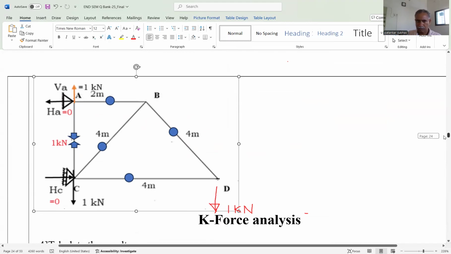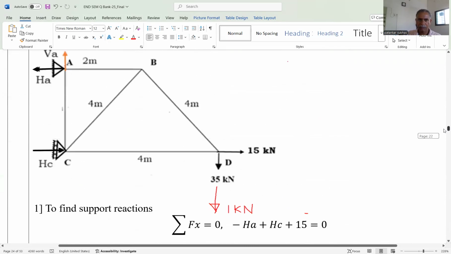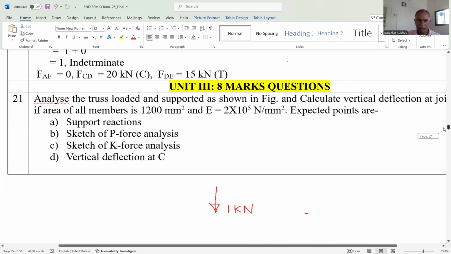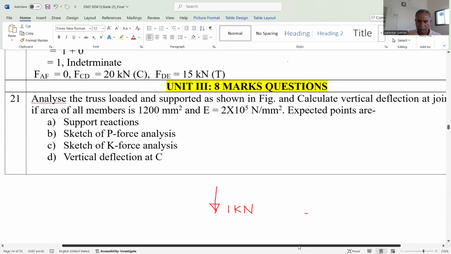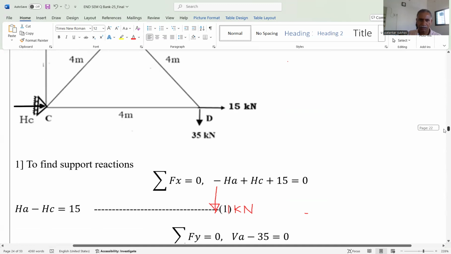In this problem, deflection is required not at D point, but it is required at the C point, I think. Yes. Just a minute. Joint C. Okay. The deflection is required at joint C, not at D. And therefore, we have applied the unit load at C.